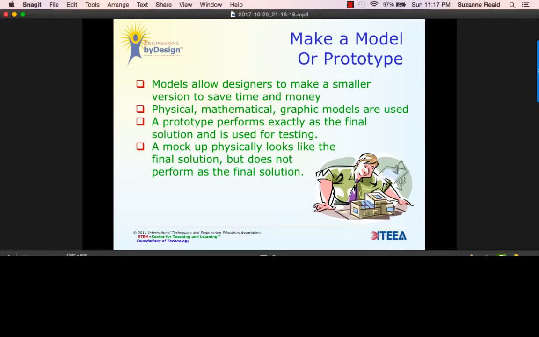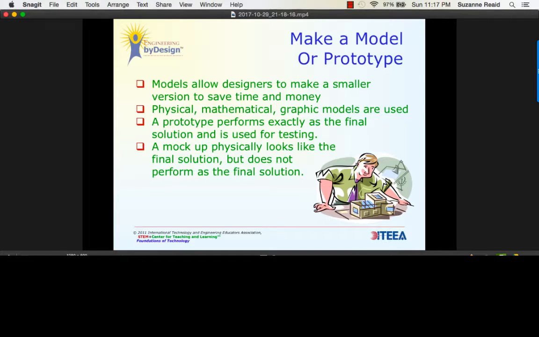You make your model or prototype. A model is a proportional design. A model is a replica of the original. It may be larger or smaller than the original design. The prototype is the model that can be tested.